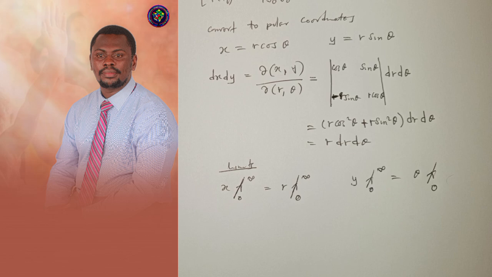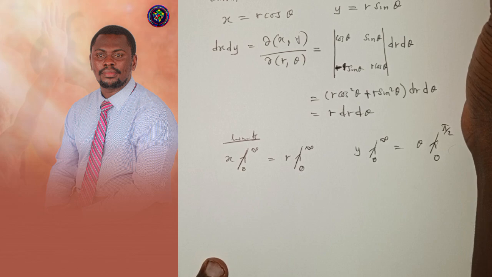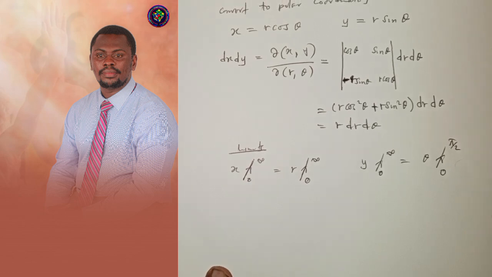So if you say sine theta is equal to infinity, infinity in this case simply means the maximum, and we know that the maximum value for sine is 1. So if we say sine theta is equal to 1, it means theta should be 90 degrees. That is pi over 2. So where there is theta, we put pi over 2. Okay. So we substitute those limits.